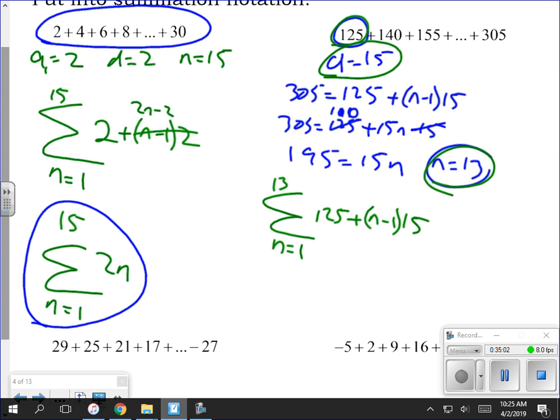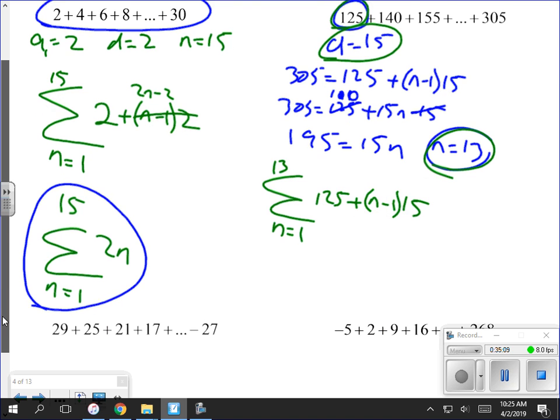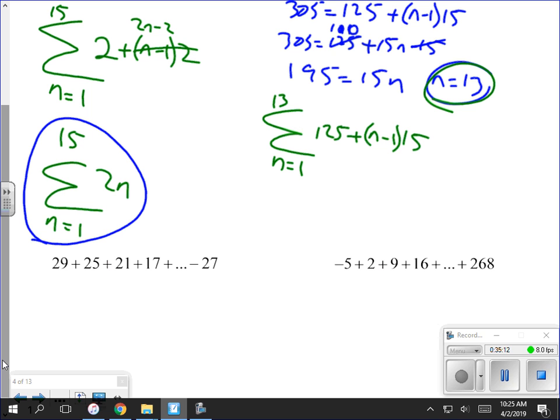Because D is 15. Well, n is 13, d is 15. Okay, and then simplify, combine up like terms. So my final answer would be the sum from n equals 1 to 13 of 15n plus 110. Those are what you get when you distribute and combine up like terms. Okay?